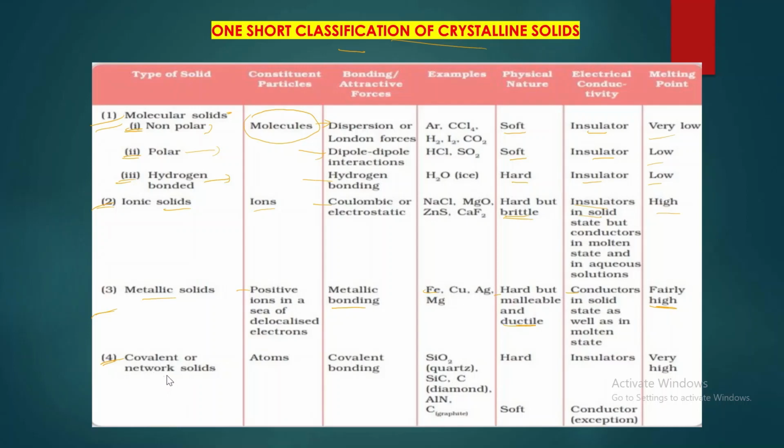In covalent or network solids, the constituent particles are atoms. Atoms are bonded by covalent bonds. Examples are quartz and diamond. Some covalent or network solids are hard, but some are soft. Graphite is soft, but quartz and diamond are hard. For conductivity, quartz and diamond are insulators, but graphite is a conductor. Why? Because of free electrons. The melting point of all network or covalent solids is high.